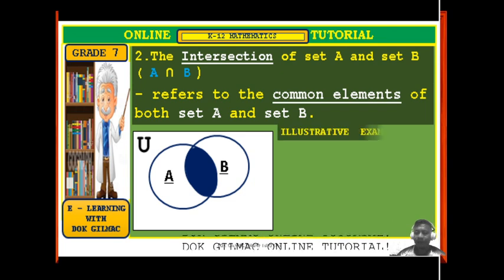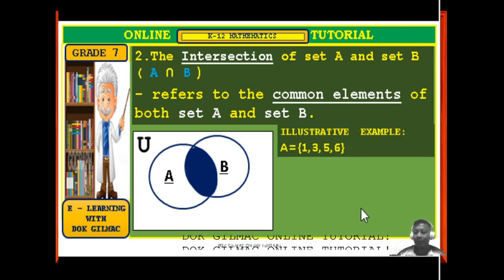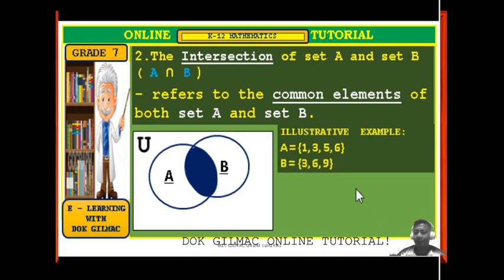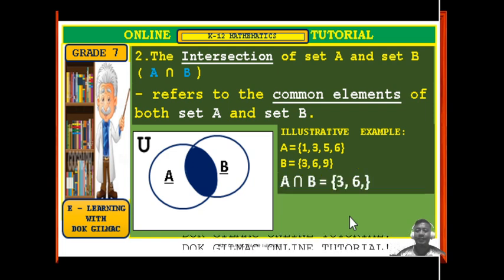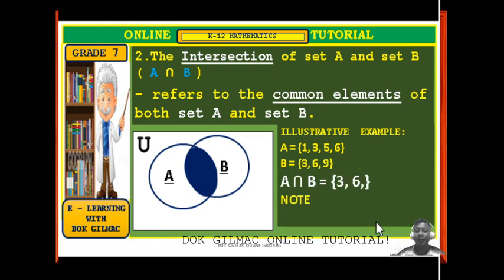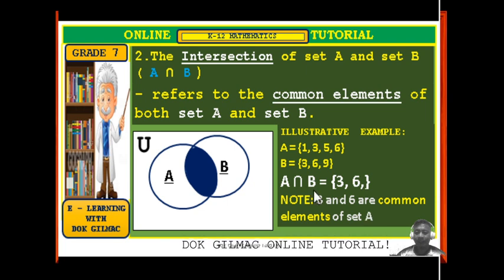Now let's have an illustrative example. Set A is equal to 1, 3, 5, 6. Set B is equal to 3, 6, and 9. As you can see here, there are two common elements, 3 and 6. So we have A intersection B is equal to 3 and 6. Again, take note, 3 and 6 are common elements of set A and set B, and also those are the elements of the intersection of A and B. So take note of that.